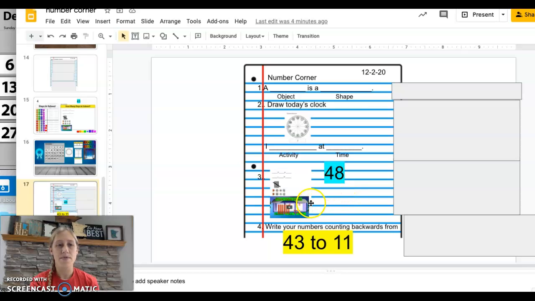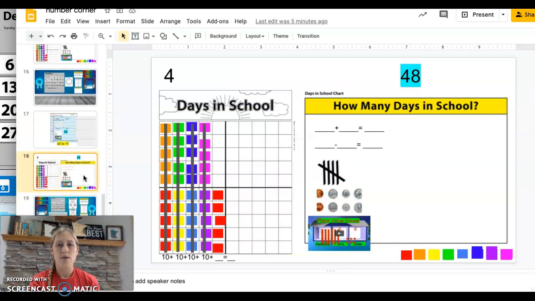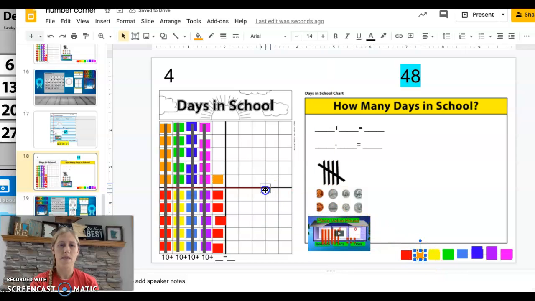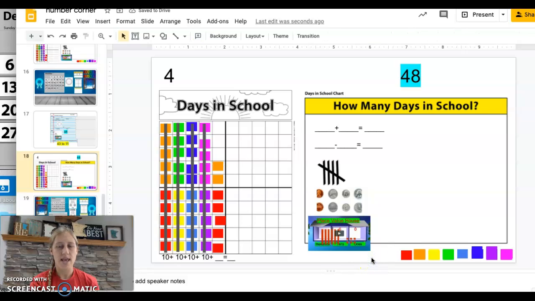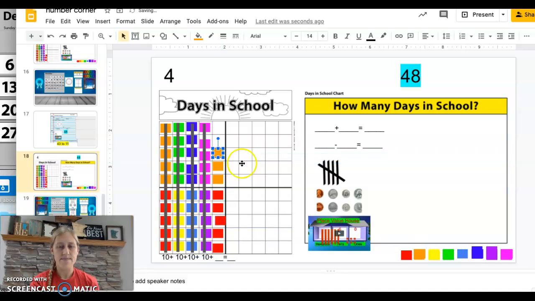Next to number 3, we are representing the number of days that we've been in school. So as of yesterday, we were in school. I am short on a couple of these, so I'm going to add them. As of yesterday, we were in school for 47 days. We've now been in school for 1 more day, so 1 more than 47 is 48.